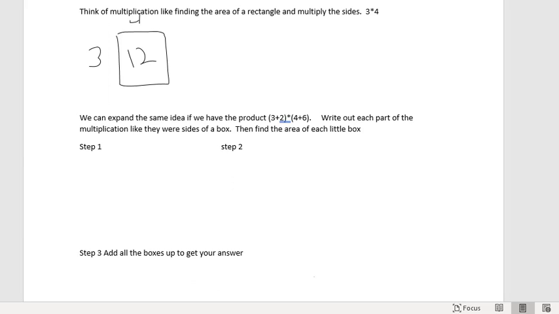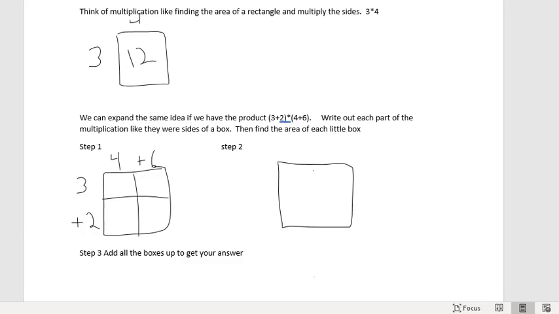So if we have 3 plus 2 times 4 plus 6, we're going to draw a box. Our first side is 3 plus 2. Our other side is 4 plus 6. Now, step 2, I'm going to find the area of each box in here. All right, so I have 3 and 2 and 4 and 6.